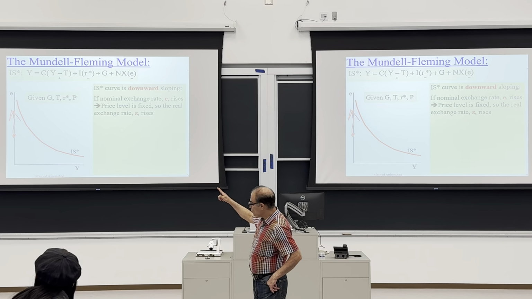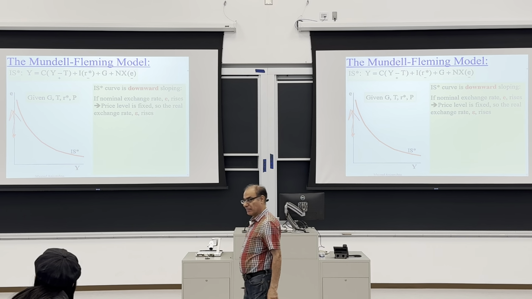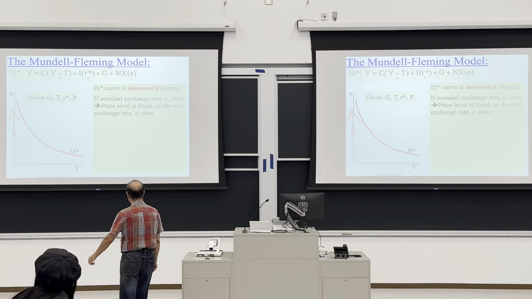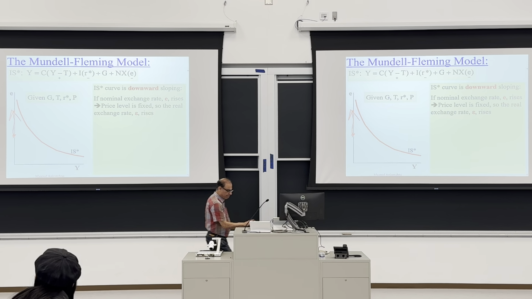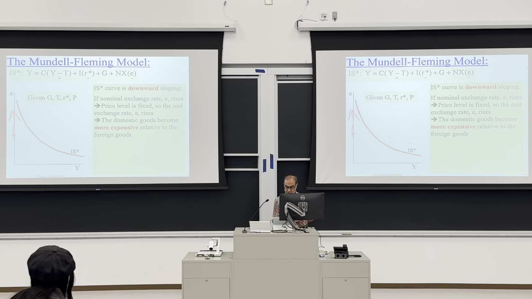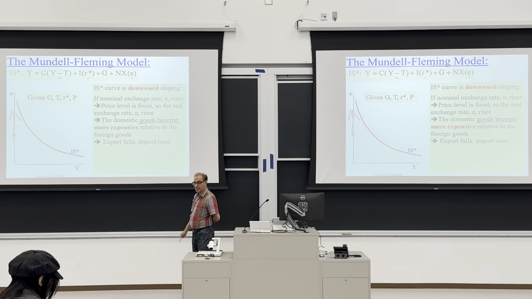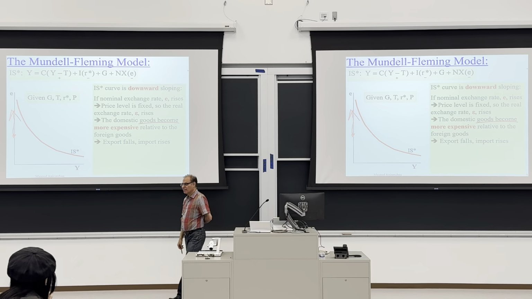So if epsilon goes up, we call that real appreciation. It means domestic goods are more expensive. Foreign goods are cheaper. Remember that? So domestic goods are more expensive, foreign goods are cheaper. Okay? So that means export falls, import rises. Is that right? Yes.